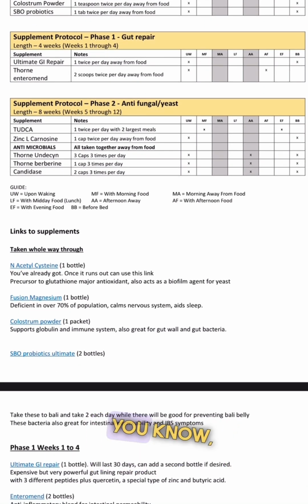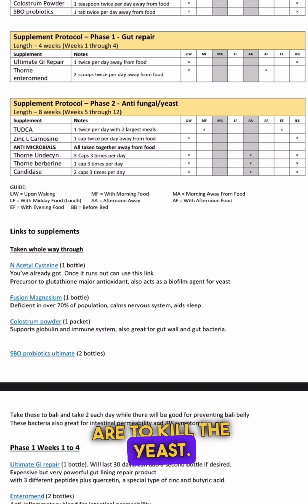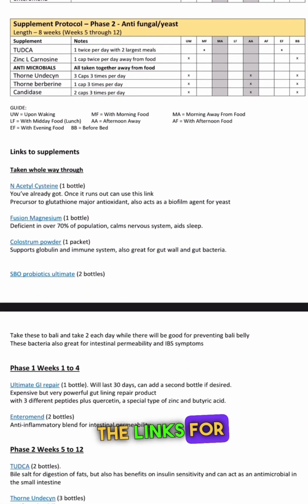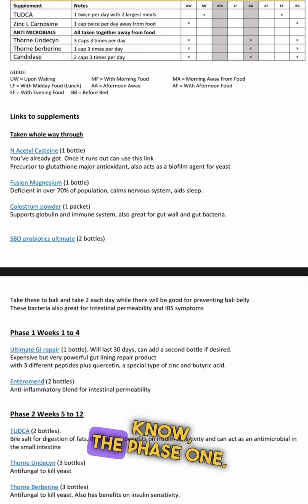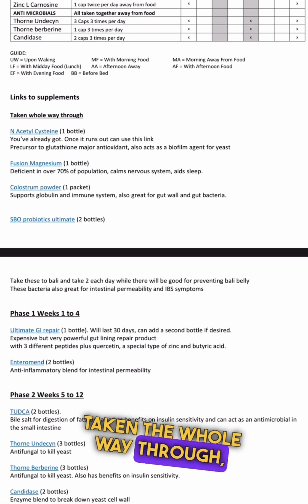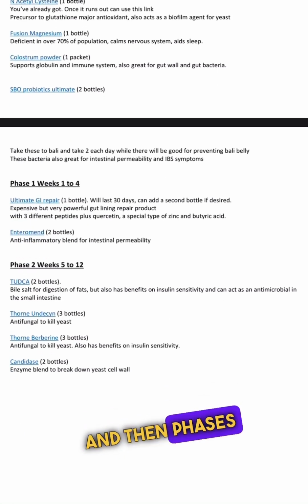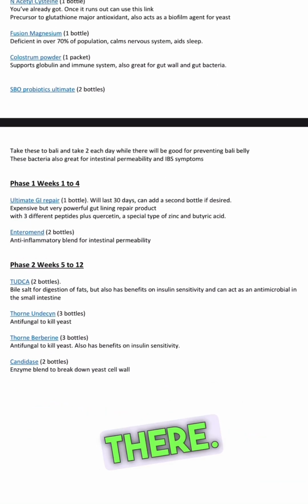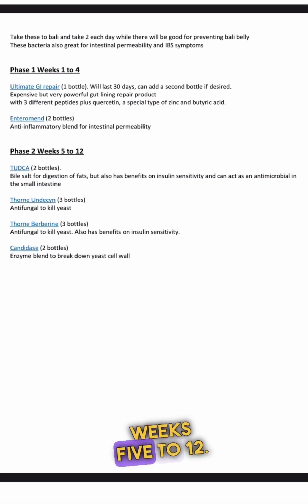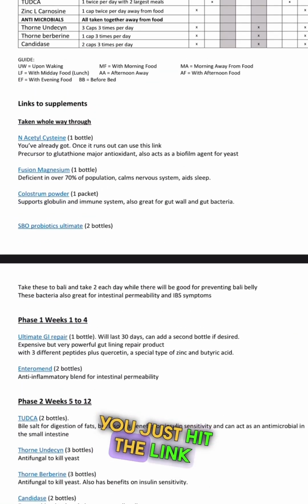So you can see there you've got the zinc carnosine, and then below that is the antimicrobial. So those supplements there kill the yeast. And then here we've got the links for the supplements. You can see the phase 1 supplements taken the whole way through, you've got those 4 there. And then weeks 1 to 4, you've got those 2 supplements there. And then phase 2, weeks 5 to 12, you've got those supplements there. And you just hit the link and it will take you straight to the supplement and you can buy it.